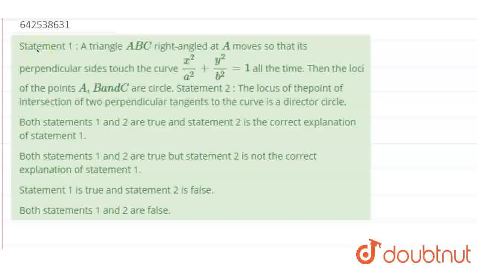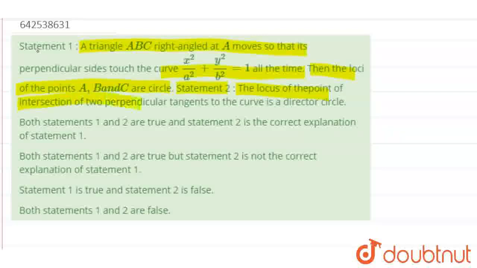The given statement first is: the triangle ABC is right angled at A and moves so that its perpendicular sides touch the curve, which is the equation of an ellipse at all times. Then the loci of the points A, B and C are circles. Statement 2 says the locus of the point of intersection of the two perpendicular tangents to the curve is a director circle.